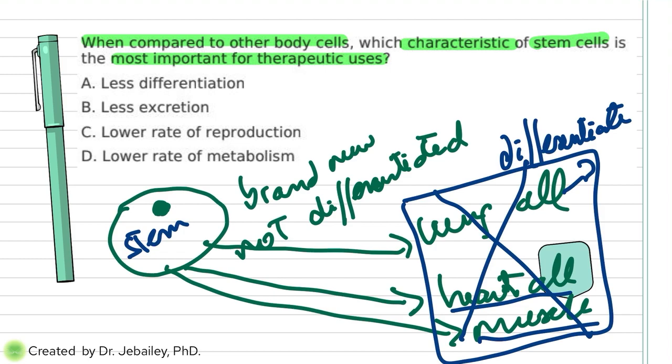So then let's look here at the possible options. First, it says less differentiation. This sounds like an answer. Less excretion. The word excretion means pooping, peeing, getting out of your body.